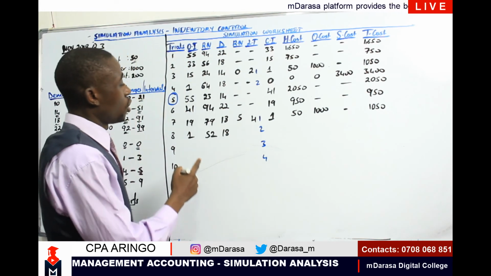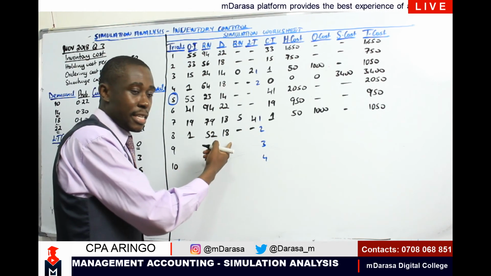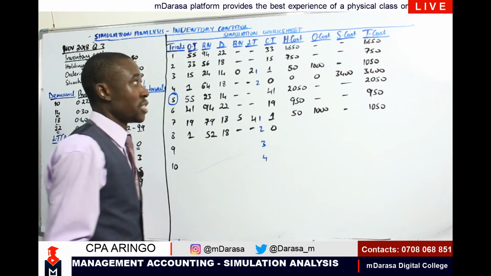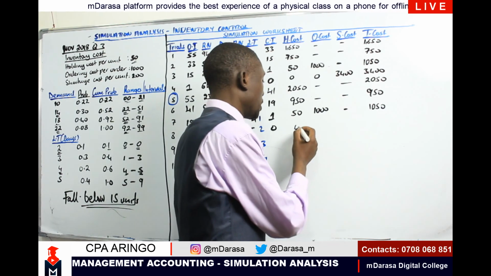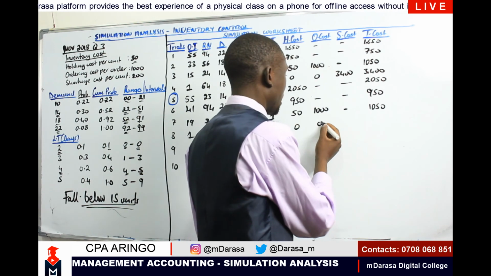Remember, in store, we only had 1 unit. My demand is 18, I'm only having 1 unit. So as at the end of the day, yes, I'll be having 0 as closing inventory. Our holding cost, I don't have because we don't have anything to maintain. Ordering cost, still I don't have.